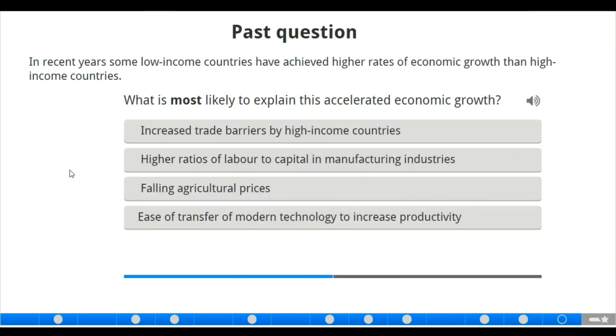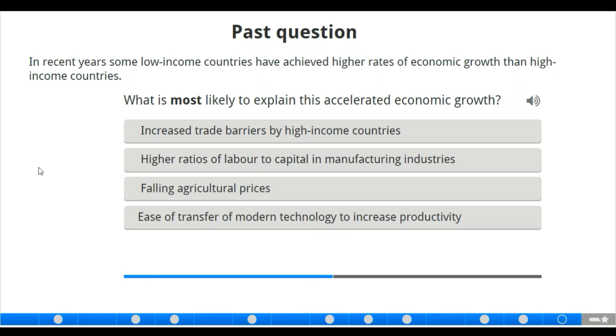Moving to the next slide, we also have a past question here. In recent years, some low-income countries have achieved higher rates of economic growth than high-income countries. What is most likely to explain this elevated economic growth? Now let us check our options out. Increased trade barriers by high-income countries, higher ratios of labor to capital in manufacturing industry, falling industry prices, ease of transfer of modern technology to increase productivity.